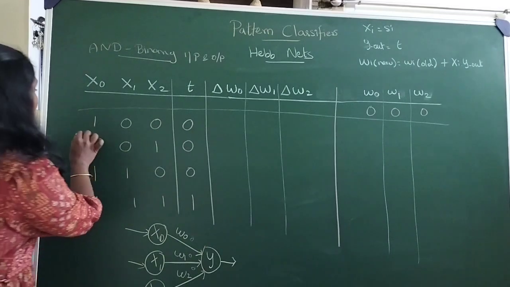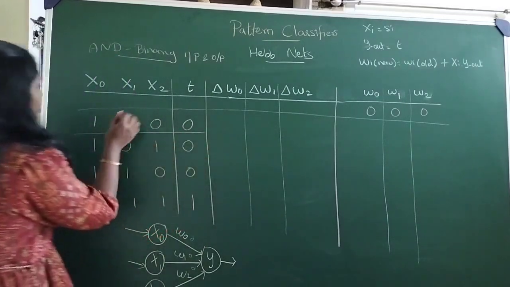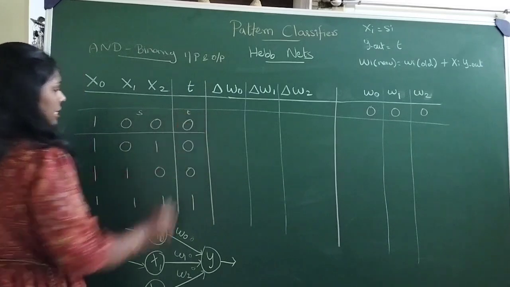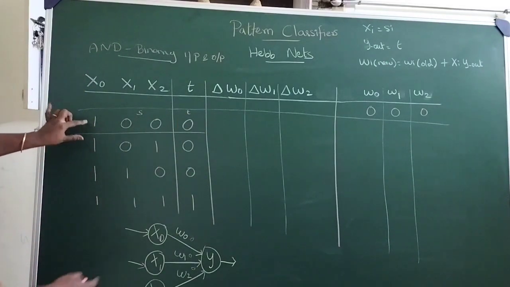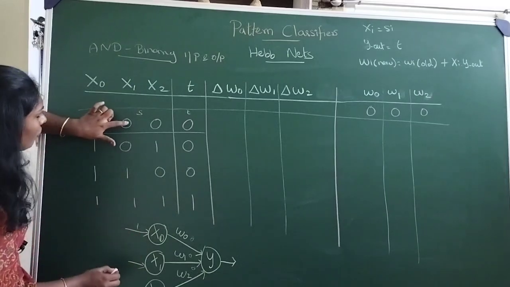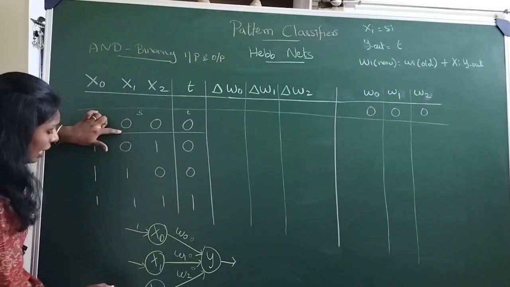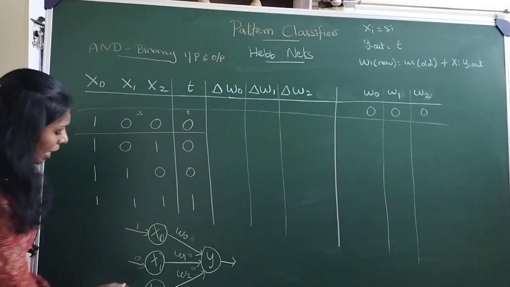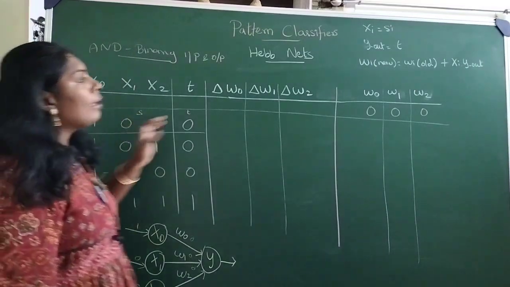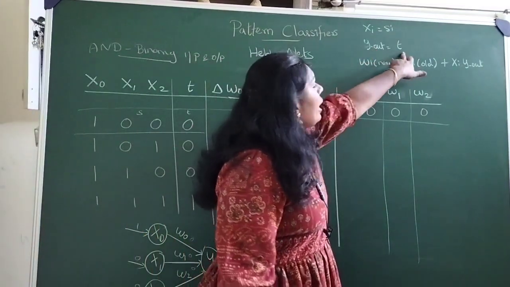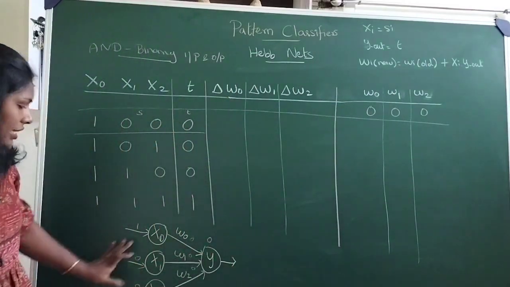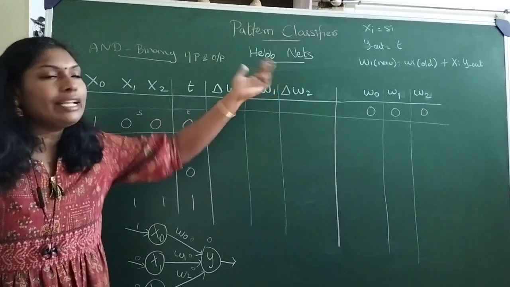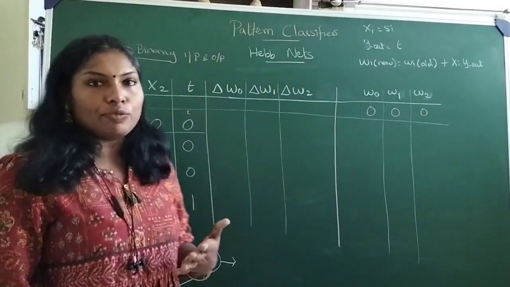So my first input pattern is this. This is my S and this is my T. T is the target, S is your input. So I'm going to set your x0 value as 1, x1 as 0 and x2 as 0, and I'm going to set the output y equal to target. The target value was 0. So automatically we set everything and we go for adjustment of weight. That is how your Hebb Net works.